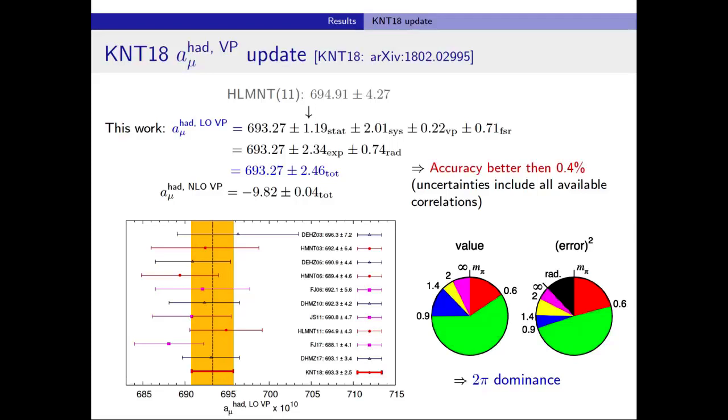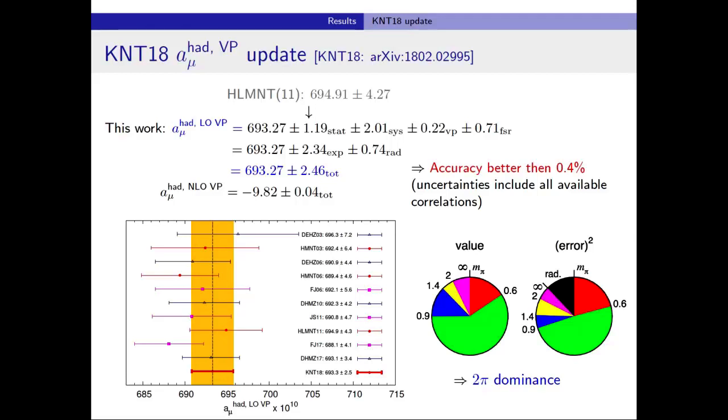So the uncertainty now in this data-driven analysis, we came from an error of something like 4 and have brought it down. All the things I discussed before were the 2 pion channel, but we have many others. So we nearly achieved that.